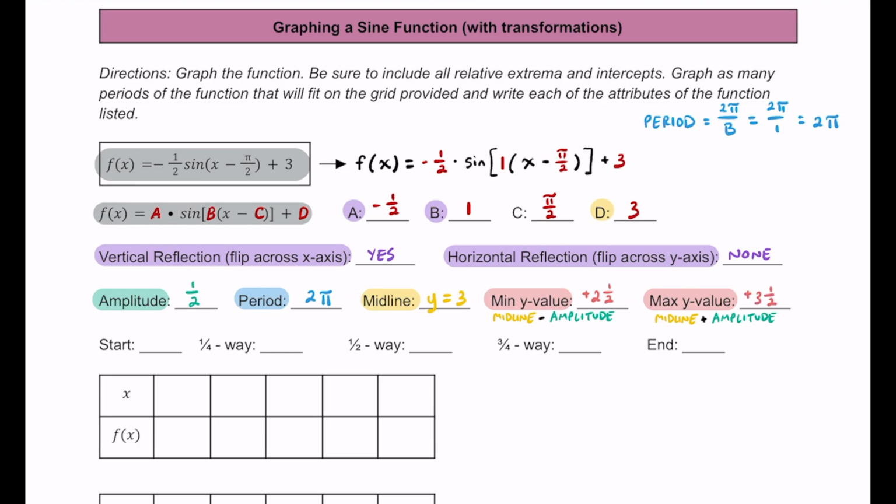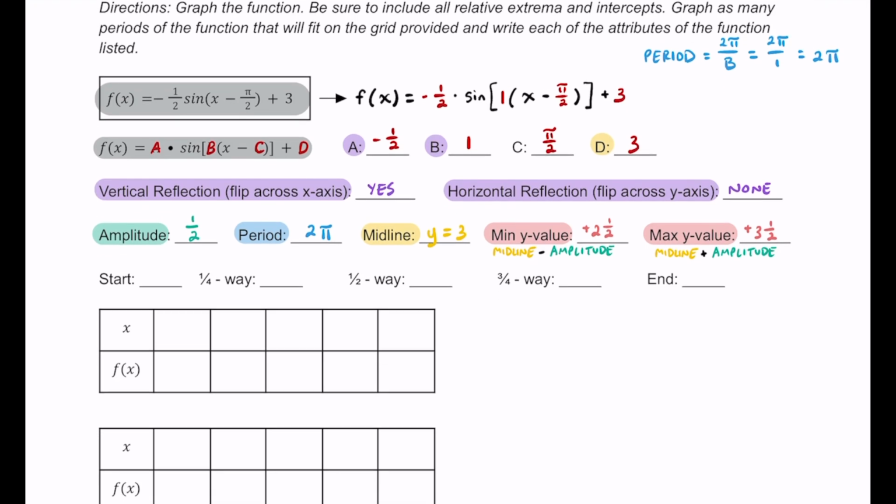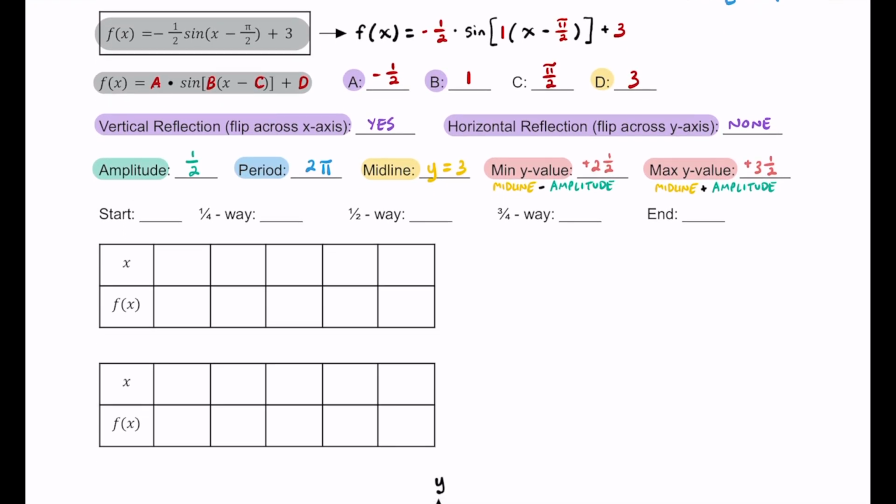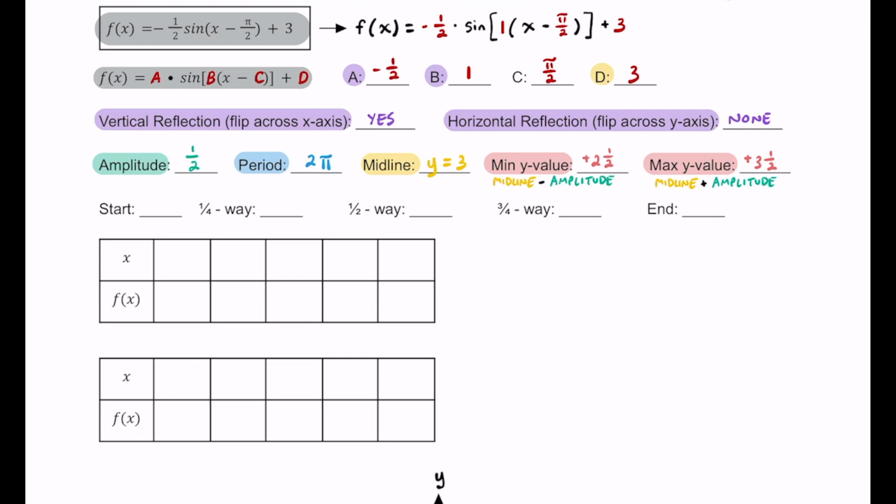All right, now that we figured out most of this information, let's take a look at our table and figure out when this whole thing is going to be starting and ending so that we can go ahead and start graphing. First, let's just remember our parent function. Our parent function is always going to start at the origin, then go up to 1, and it's going to go through the x-axis down to -1, and then back to the x-axis at 2 pi. So that's always going to start at 0, 0. At pi over 2, it goes up to 1.